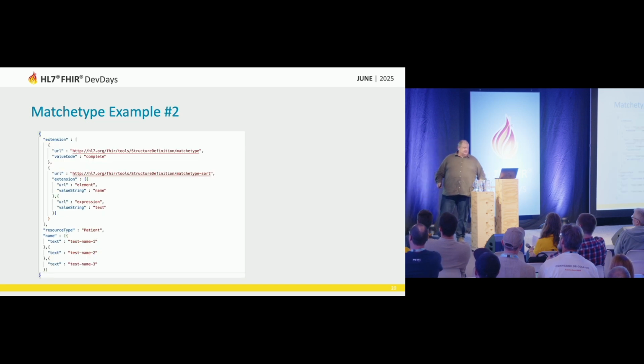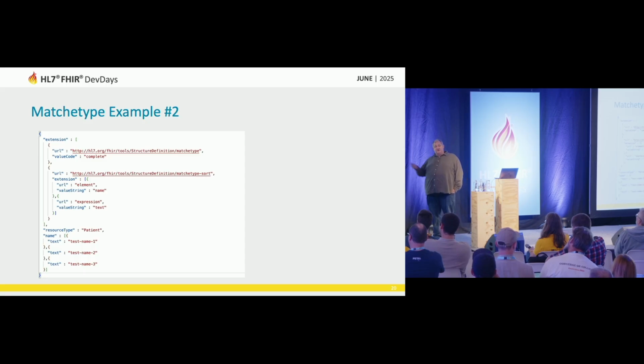Or alternatively, a little bit more complex example, this is a matcher type where you sort the patient name by the criteria of the text of the name. And so it doesn't matter what order the server actually gives them to you in, this is the order that they will be resorted and compared to this sorted list.